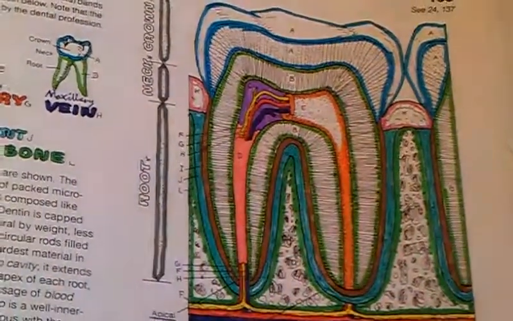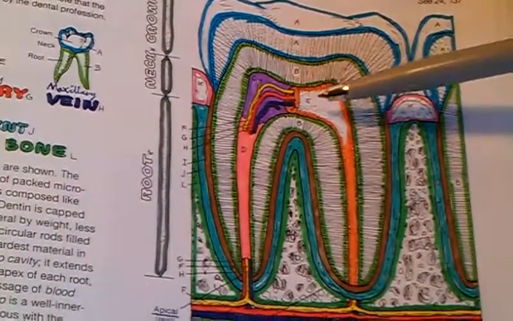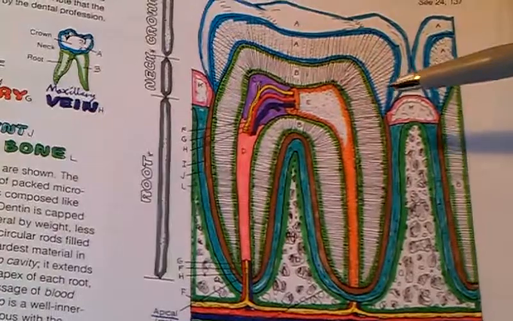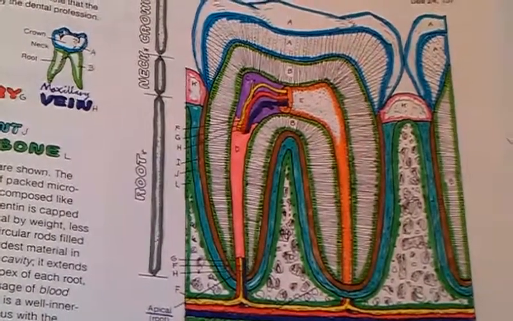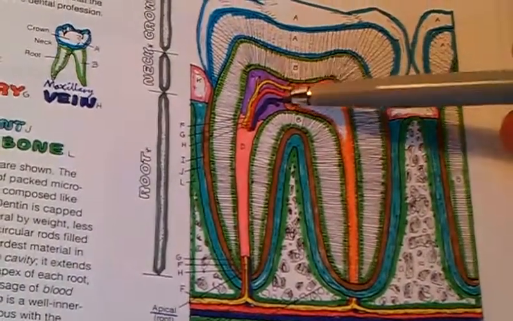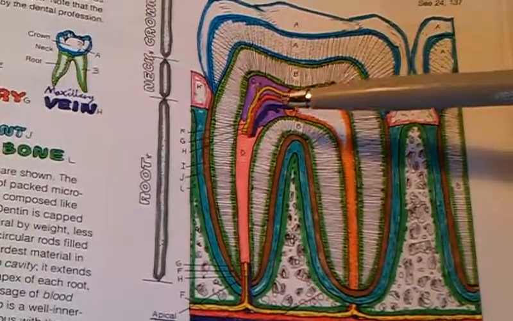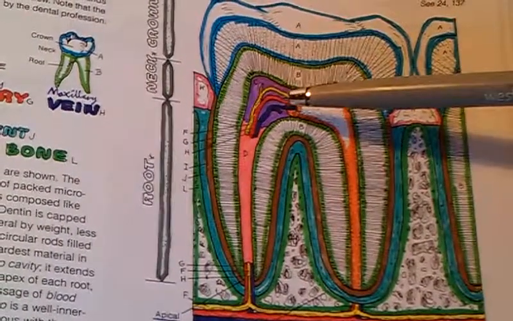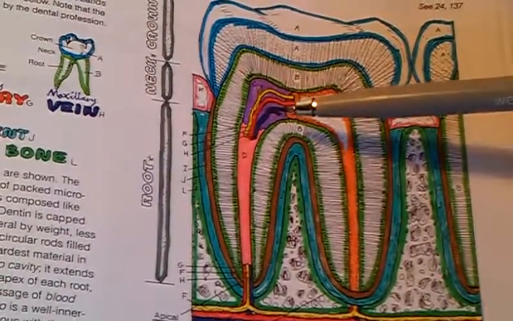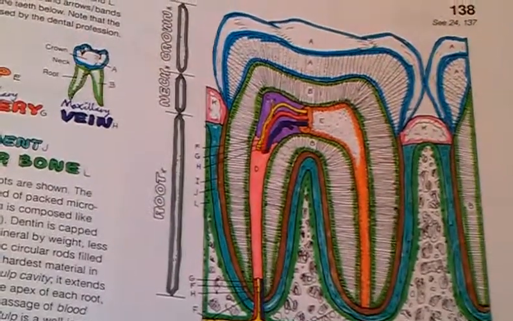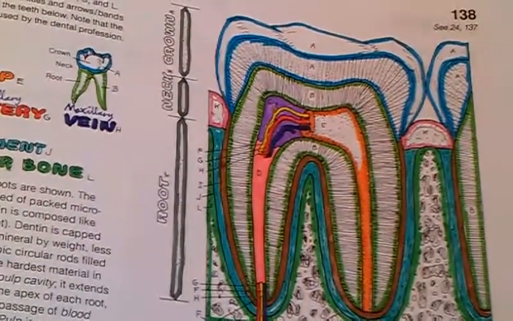The dental cavity contains dental pulp, which is composed of fibrous tissue, blood and lymph vessels, and nerves. See, the yellow one is a nerve, and then you have an artery and a vein, and there are also lymphatic vessels and fibrous tissue.